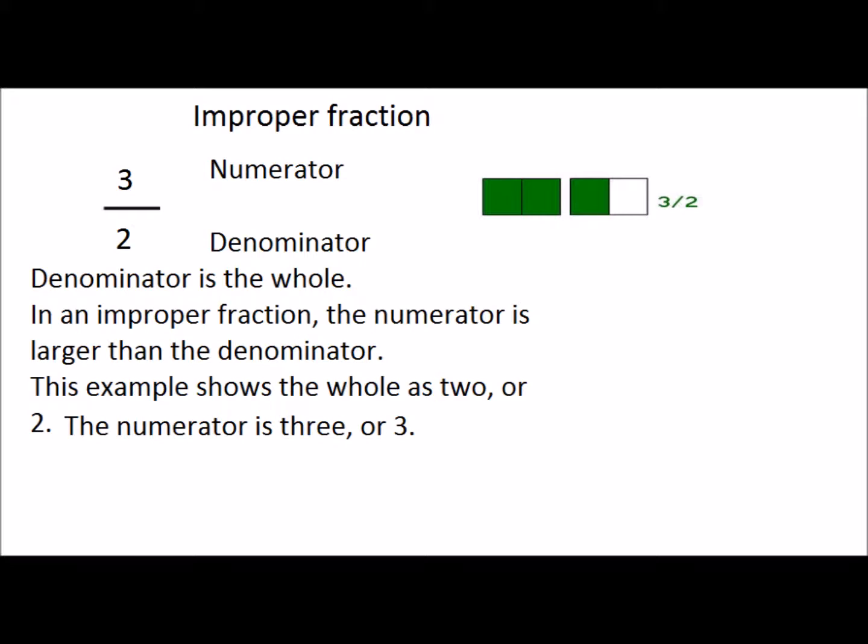Okay, so to review, the denominator is the whole or the "out of," also the bottom number in the fraction. In an improper fraction, the numerator is larger than the denominator. So for this example, again, we see the 3 over 2. This example shows the whole as 2, or TWO, and the numerator is 3, or THREE.